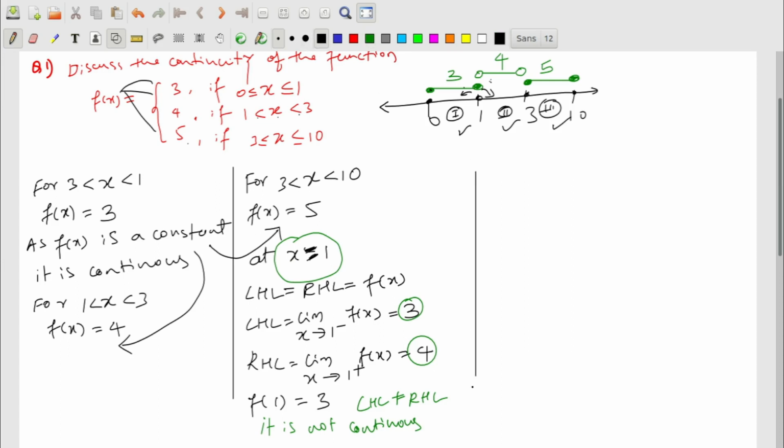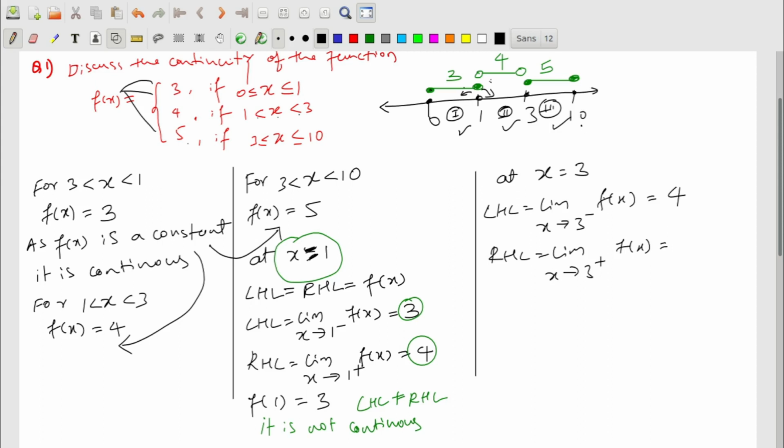So let me take the next point. So what is the next point here? At x is equal to 3. Let me check for 3. So LHL, limit x tends to 3 minus, less than 3, then the value of the function f of x will be equal to 4. RHL, limit x tends to 3 plus, that is greater than 3, the value of the function is 5. No need to check for f of 3, as LHL is not equal to RHL. As LHL is not equal to RHL, the given function is not continuous.